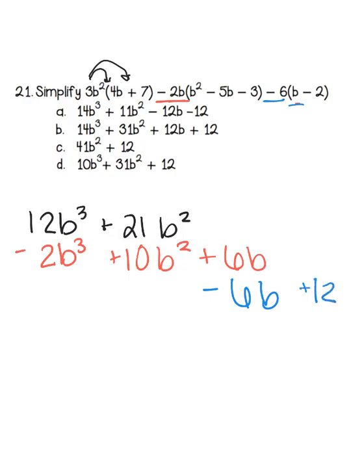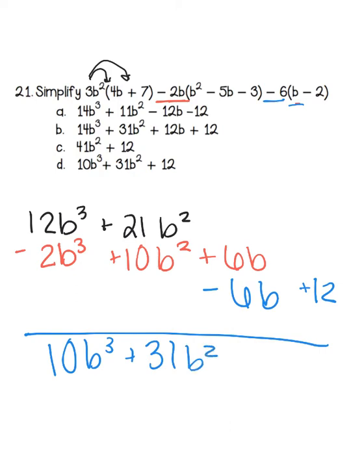So I will combine these like terms. I'll be left with 10b cubed plus 31b squared. These will cancel, plus 12, which leaves me with an answer of D.